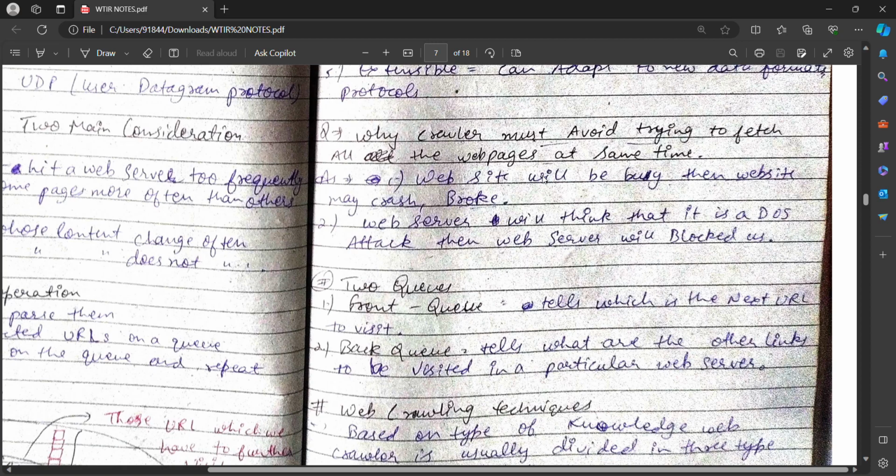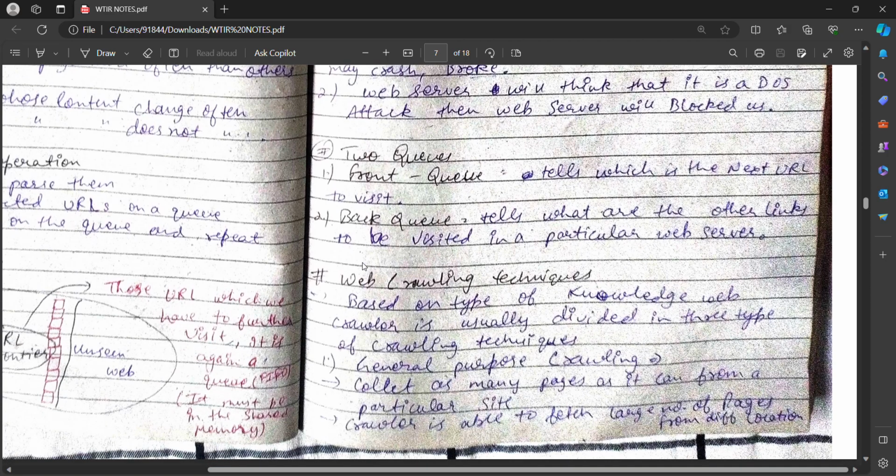Okay, another thing is the web server will think that it's a kind of DOS attack, so the web server will automatically block that particular website. So this can be the reason why a crawler must avoid trying to fetch all the web pages at the same time. So these are the two reasons that you can add if this question came into your exam.